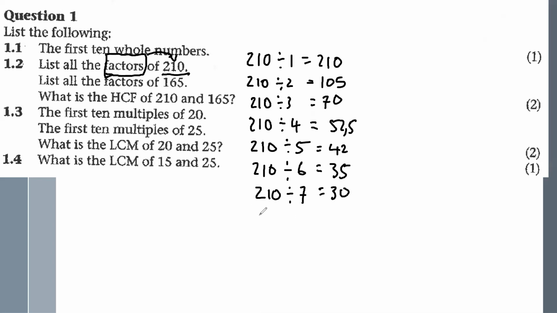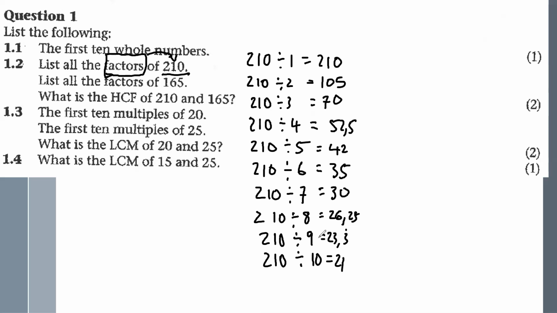Now I'm going to show you something amazing about this method that I'm using. Let's see if 8 will go. And obviously, I know it doesn't go because in this case, 4 did not go. So here you're going to get something like 26.25. And again, I know some of you are seeing that this is obvious. Yes, 9 won't go as well. This is 23 point recurring 3. 10 should obviously go, because 210 is a multiple of 10, isn't it? So that's 21. But does that mean 11 goes?